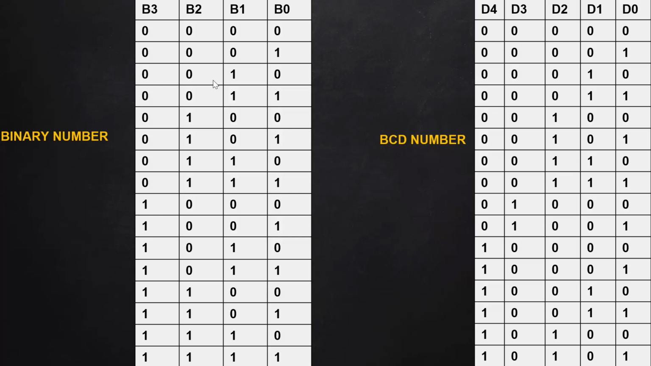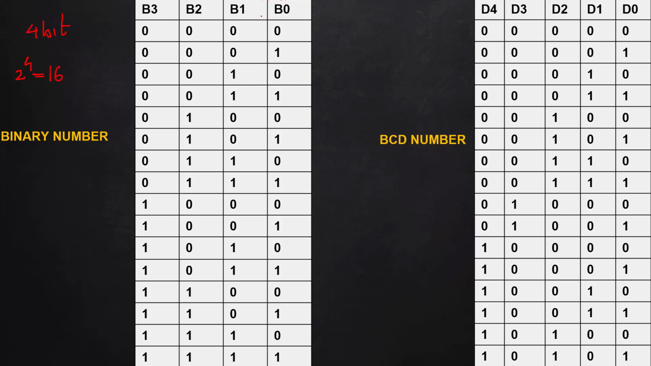So the system is conversion of binary to its equivalent BCD, right? So the inputs are binary numbers. Here we are going to consider the 4-bit representation of binary numbers. Using 4 bits, total 2 raised to 4, 16 different binary patterns are possible. So those 16 different input patterns are represented here in this input table.